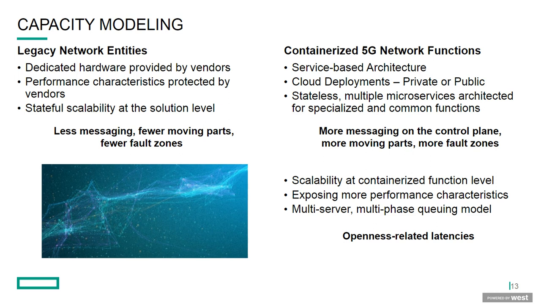So in the legacy networks, network entities were typically deployed on dedicated hardware provided by vendors, and the performance characteristics were generally of these dedicated hardware, and the solutions were protected by the vendors as intellectual property. And the scalability of this was more at the solution level because of the stateful nature of the solution. So it has less messaging and fewer moving parts and fewer fault zones.